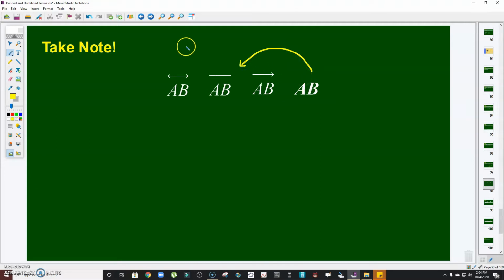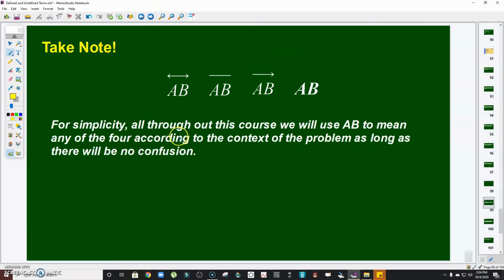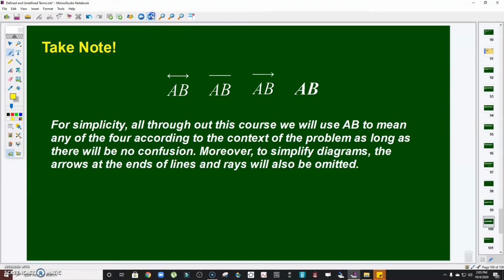See that? Okay, but all throughout this course, for simplicity, we will use AB to mean any of the four according to the context of the problem, as long as there will be no confusion. Again, ulitin ko. So, all throughout our course, pag sinabi nating AB lang, it can be line, segment, or ray, depende sa context ng problem. Okay? In addition, to simplify diagrams, the arrows at the ends of the lines and rays will also be omitted. Okay?